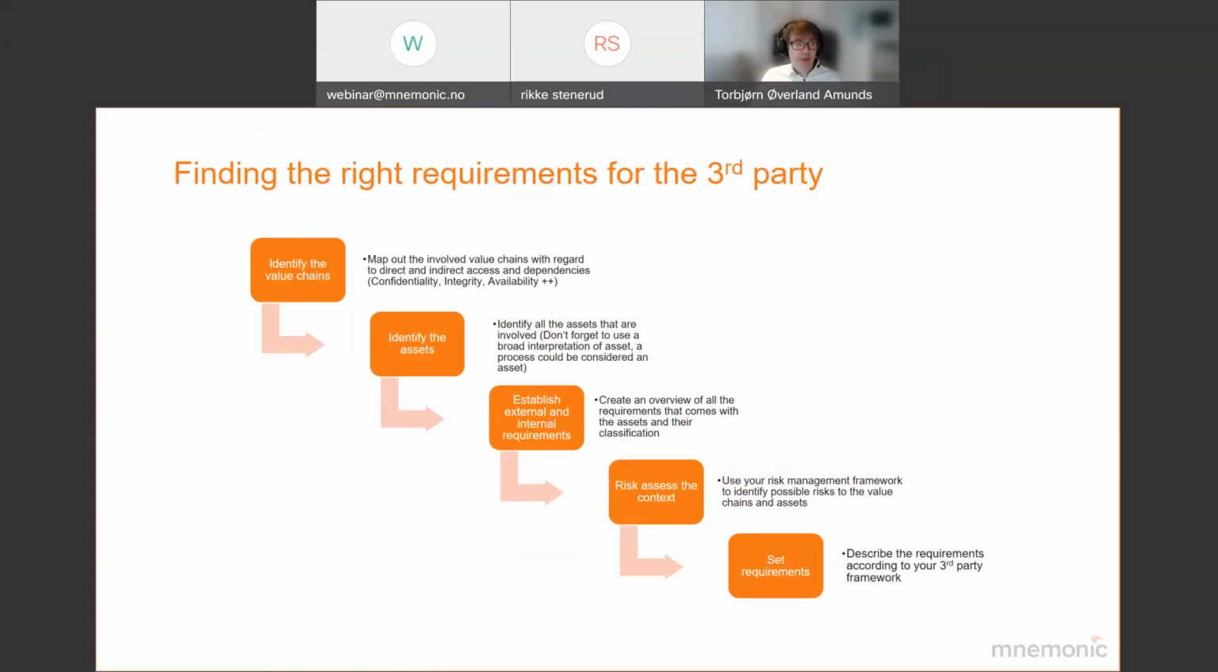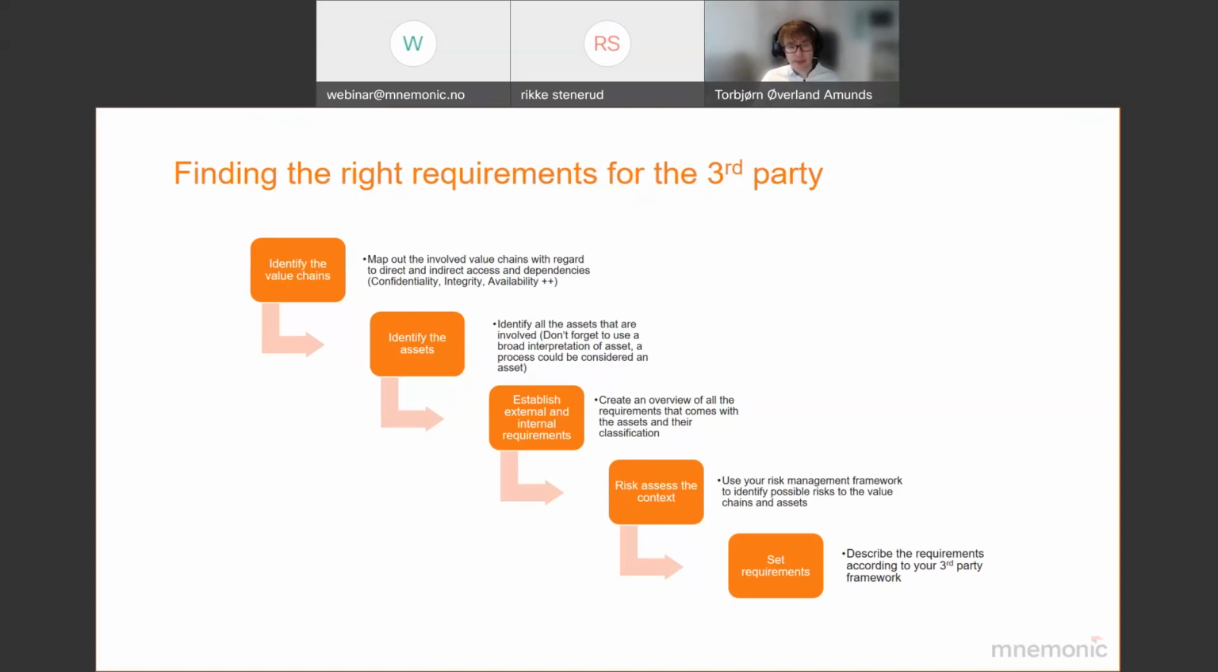So then you have the value chain, and you go into those value chains and look at the assets in them. Usually I would say you should use a broad interpretation of an asset, so even a process is, in this case, considered an asset. And after we've done that, we establish external and internal requirements. An example of an external requirement would be GDPR, for example, if we have personal data. Internal requirements would, of course, be the relevant policies that your company has established. Then we create an overview of all that, which comes from the assets and their classification. And then we do a risk assessment of that context.